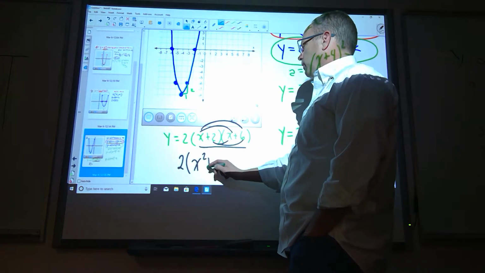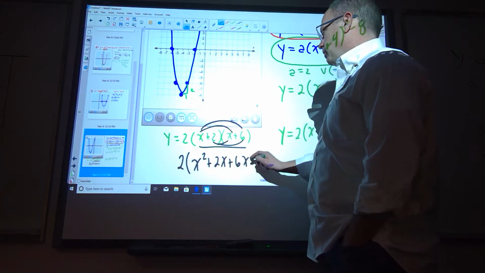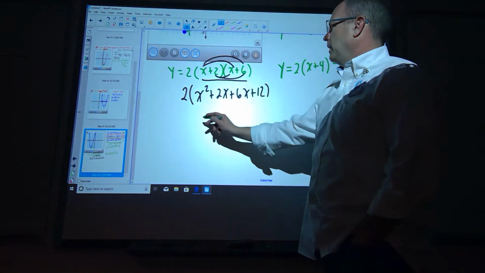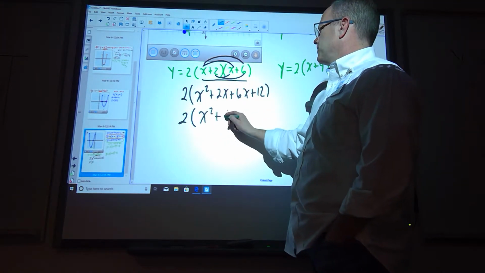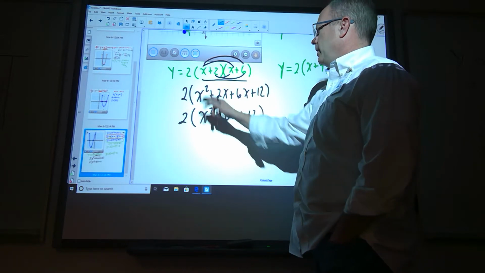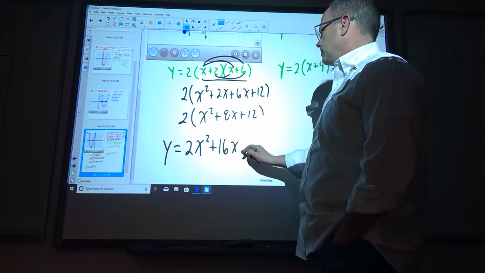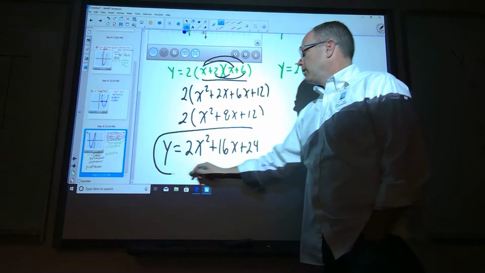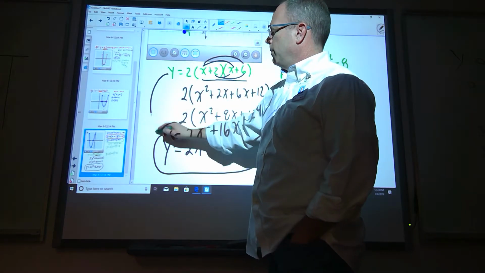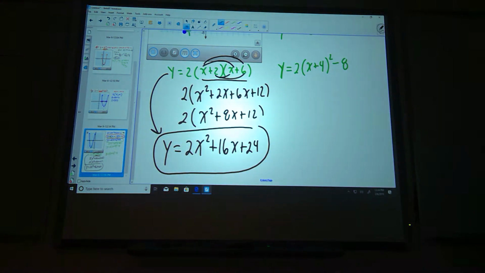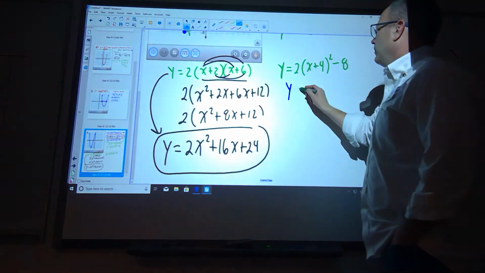So I get x squared plus 2x plus 6x plus 12. Let's combine like terms. And then let's distribute the 2. So now I converted my factored form to standard form. Is that okay? Can I make my vertex form go into standard form as well? How many x plus 4s am I dealing with up here? 2. 2? So do you agree I have this?